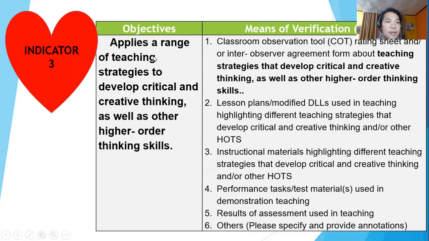In indicator number 3, we have applies a range of teaching strategies to develop critical and creative thinking as well as other higher order thinking skills. So you should provide the COT rating sheet about teaching strategies to develop critical and creative thinking as well as other higher order thinking skills. Lesson plan or DLL, instructional materials, performance tasks or test materials, result of assessment used in teaching.